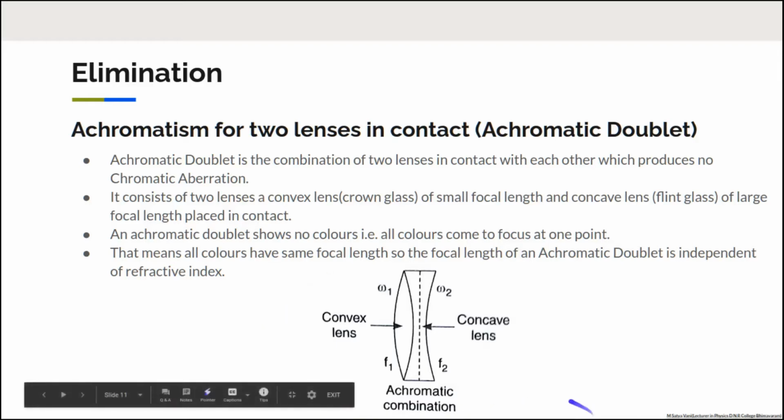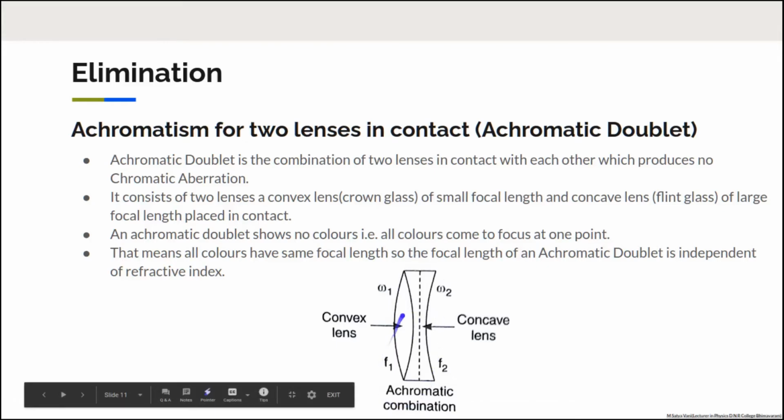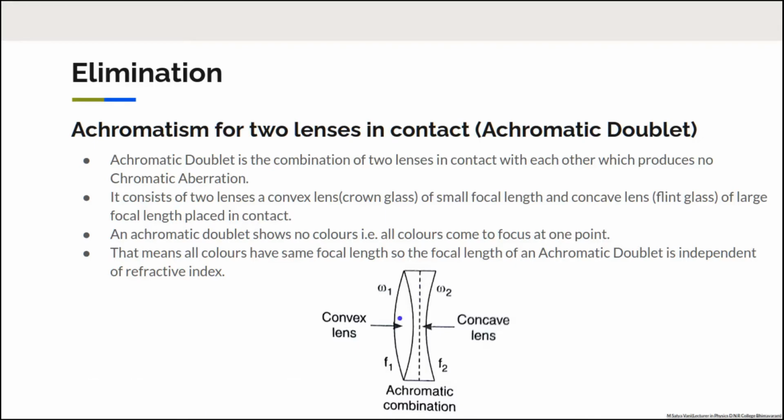Next, this is an achromatic doublet. It consists of two lenses. This is a convex lens and the second one is a concave lens. This is the combination of convex and concave lenses. In general, in an achromatic doublet, the convex lens is made up of crown glass and is of small focal length, and the second one is made up of flint glass. This is a concave lens of large focal length.